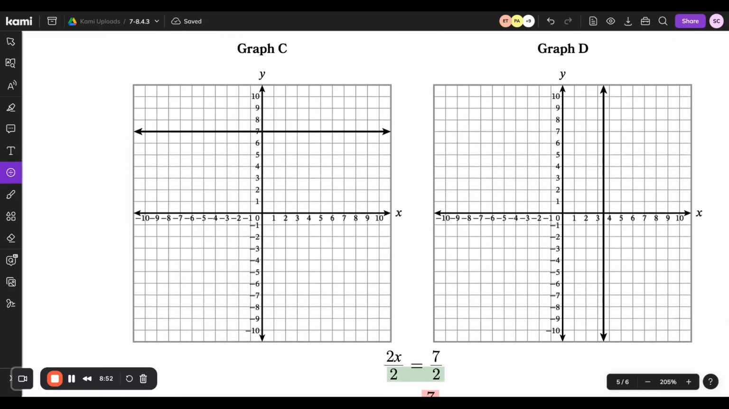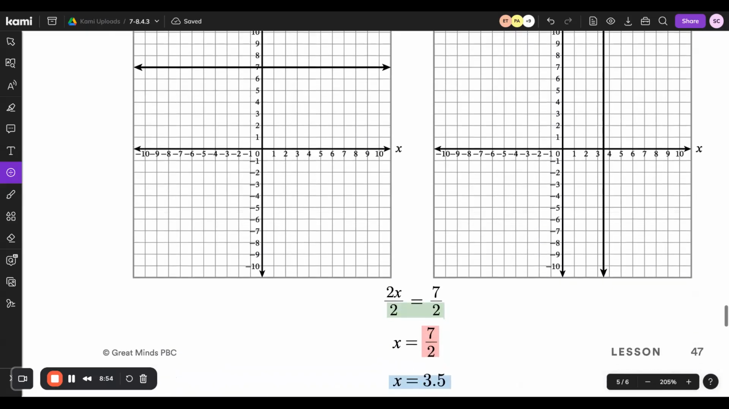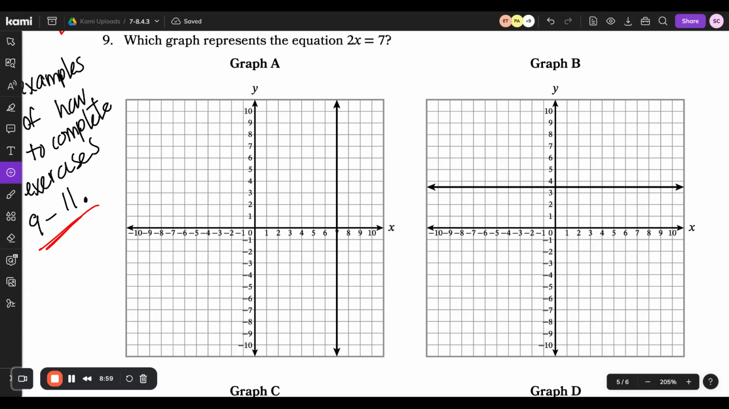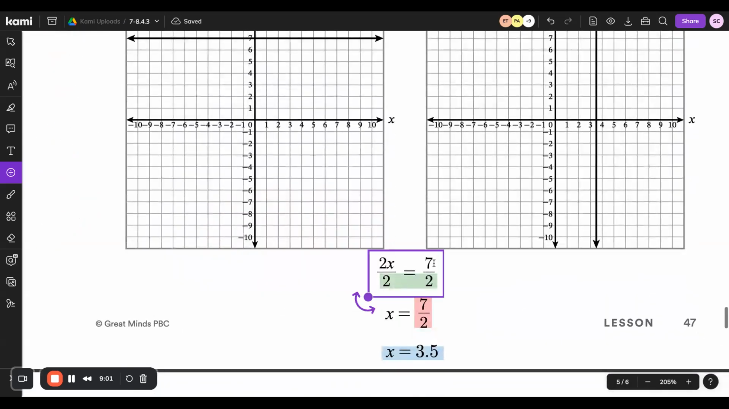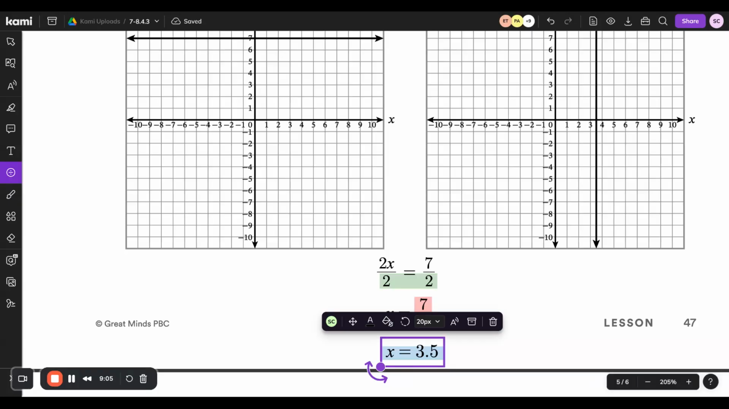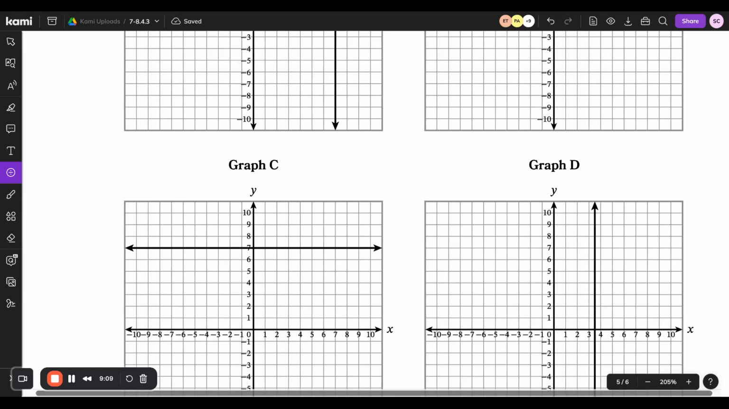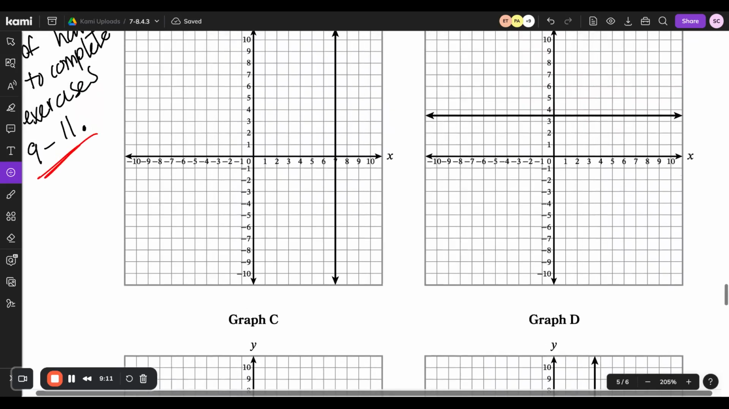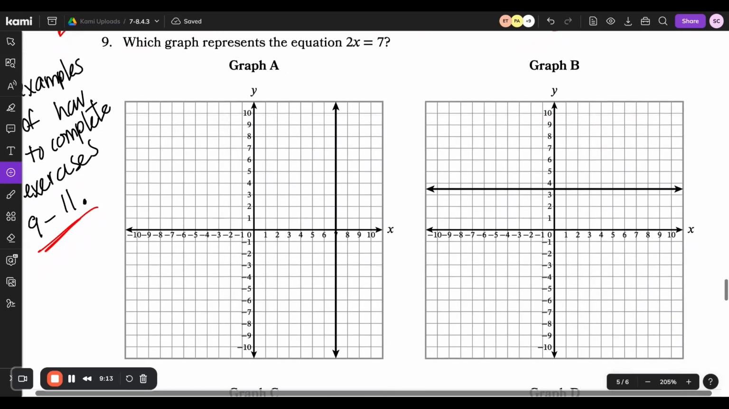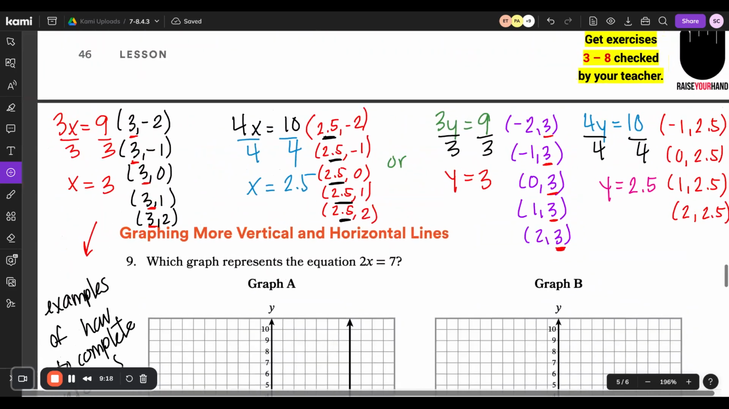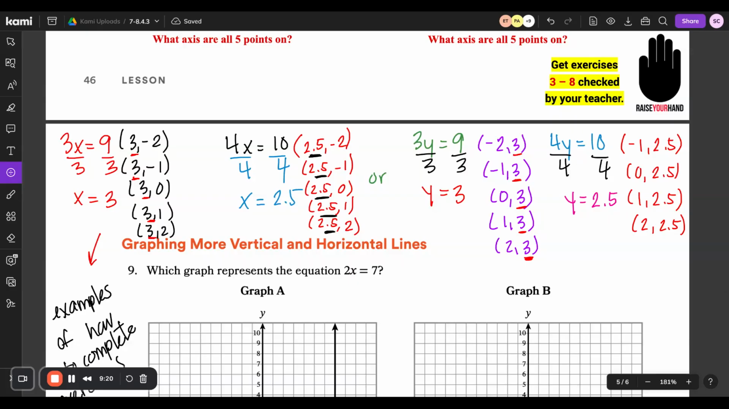So I'm going to be looking for which of these graphs shows a line that passes through 3 and 5/10 on the x-axis. So since it says x equals 3.5, you're going to be looking for which one of these lines cuts through the x-axis at 3.5. Is it A, B, C, or D? And then just some examples so that you understand how to do the last page.